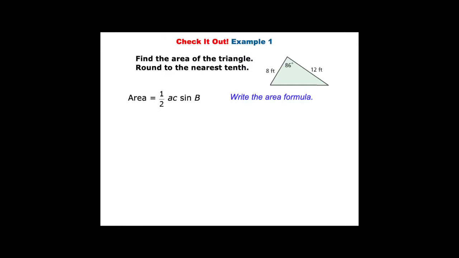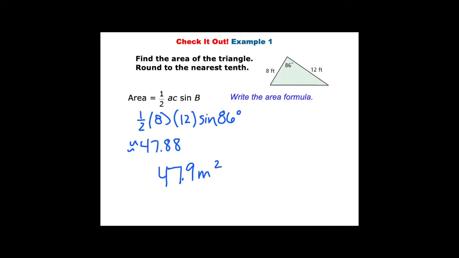Another example, find the area of the triangle. Here the area formula is written for us. So it would be half, and then substitute 8 in for a, and 12 in for c, and then sine of 86 degrees. When you calculate that, you'll get approximately 47.88. So the area of your triangle is about 47.9 meters squared.